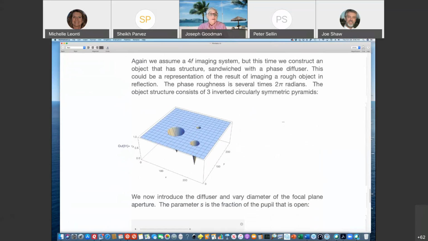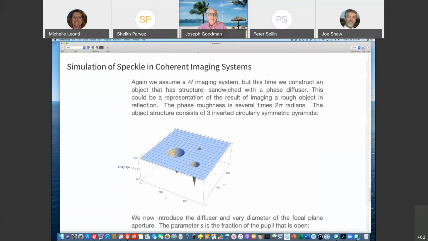Okay. So I want to illustrate the simulation of speckle in coherent imaging systems. And again, I'm assuming a 4F imaging system. But this time I'm going to construct first an object transparency that has some structure, sandwiched with a pure phase diffuser. And this could be a representation, for example, of imaging a rough object in reflection. The phase roughness is several times 2 pi radians, and the object structure consists of 3 inverted circularly symmetric periods.